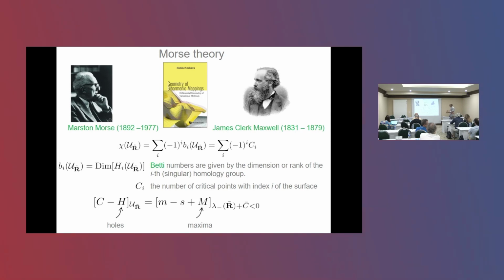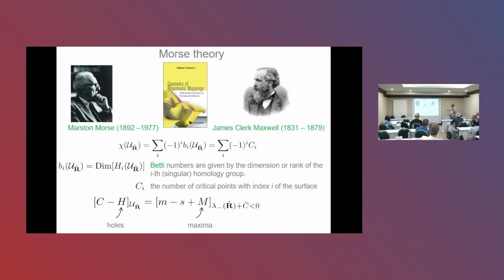So the main result of Morse theory is this formula, where chi of the manifold is given by the sum of Betti numbers. Well, Betti is another mathematician, so Betti numbers are given by the dimension, or rank, of the ith homology group. Loosely speaking, B0 means the number of components, B1 is the number of holes, and all other Betti numbers for a two-dimensional non-oriented surface are absent, so this thing is simply C minus H. And this relates to the number of critical points of the surface with index I, and index I is the number of negative eigenvalues of the Hessian.